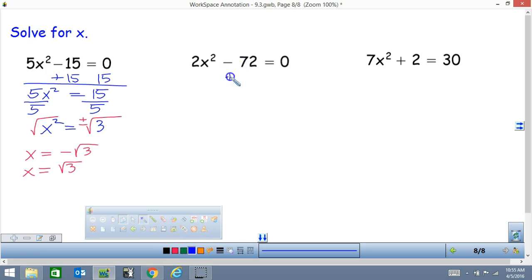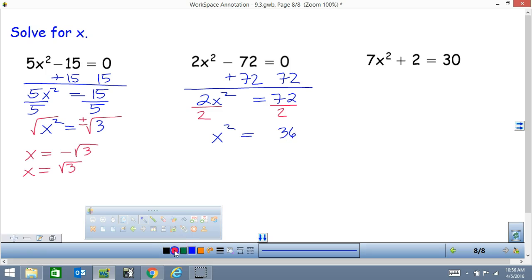In the next example, add 72 to both sides. Then you have 2x squared equals 72. Divide both sides by 2. So x squared equals 36. Take the square root of both sides and include the plus or minus. So x equals 6, or x equals negative 6.